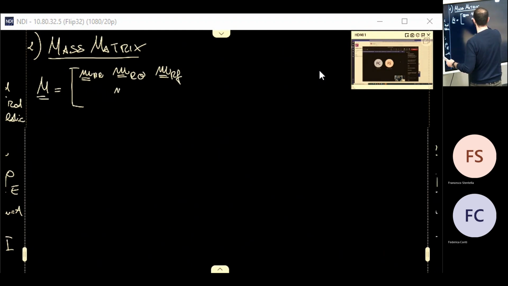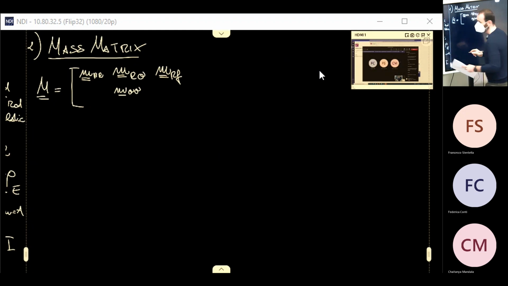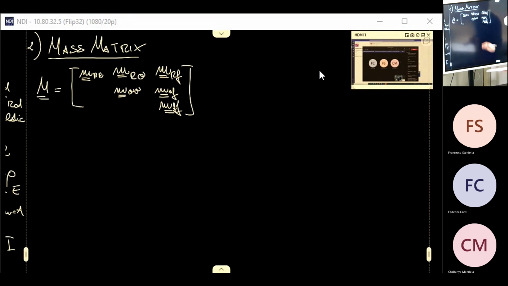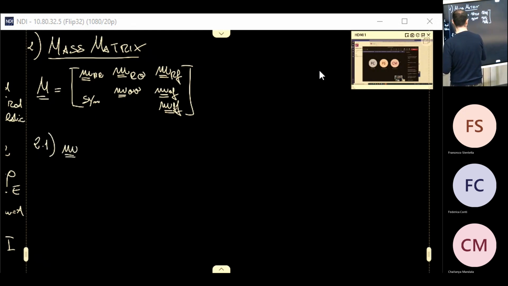Again, for the sake of clarity, I am omitting the i superscript, because we know what kind of body we are dealing with. Again, it's the shaft AB. And here it's symmetric, of course. And the idea is to check and see how to derive these quantities. So let's see. We start, 2.1, with the submatrix MRR.